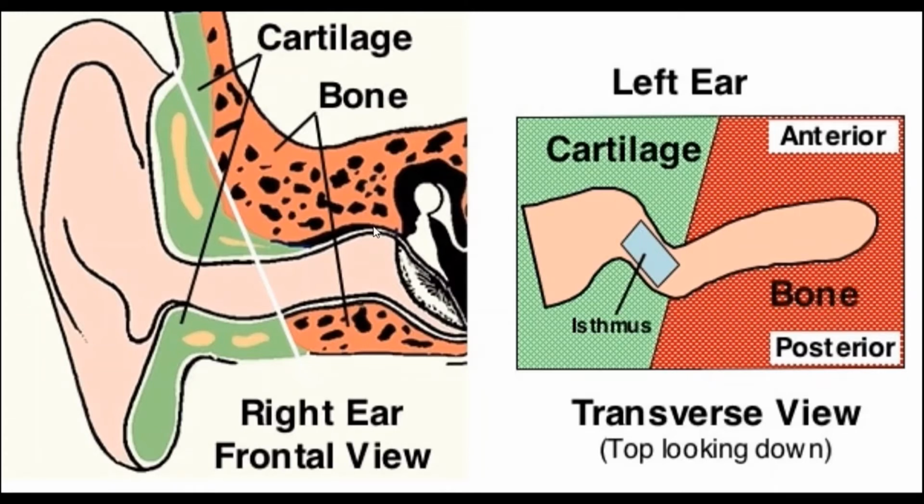Now, after we're done with the external auditory canal, we're going to talk about the tympanic membrane. So this here is our tympanic membrane. If you take a light and put it through your ear, through your pinna, it passes through the external auditory canal, and this is the structure that we're going to see.